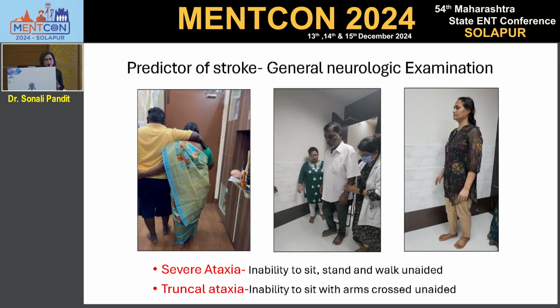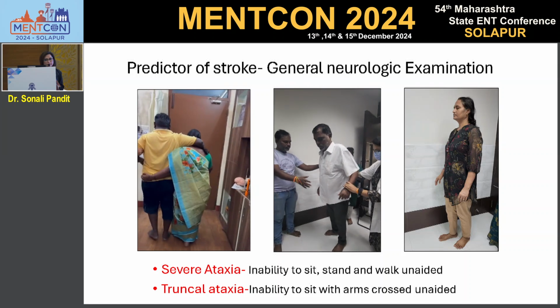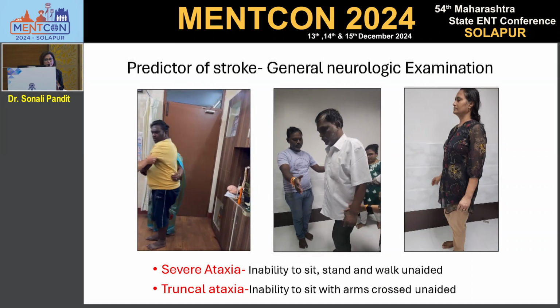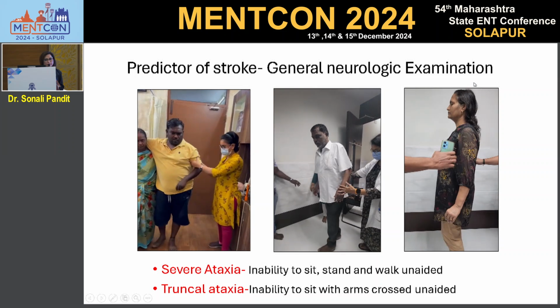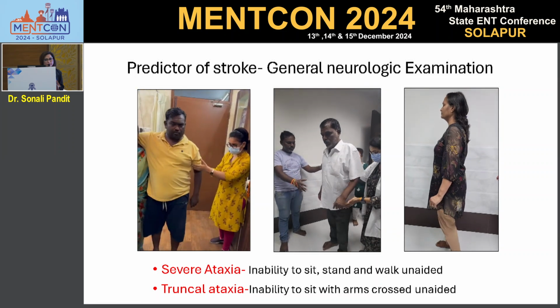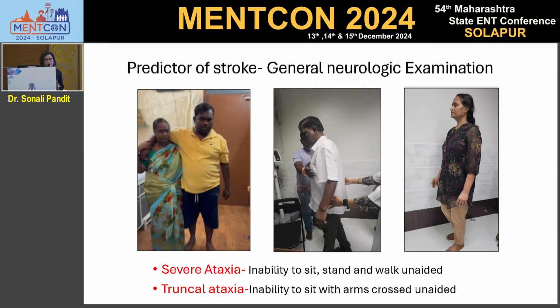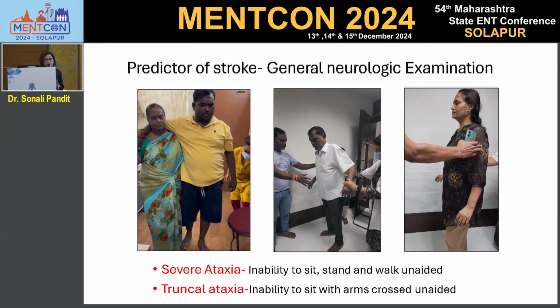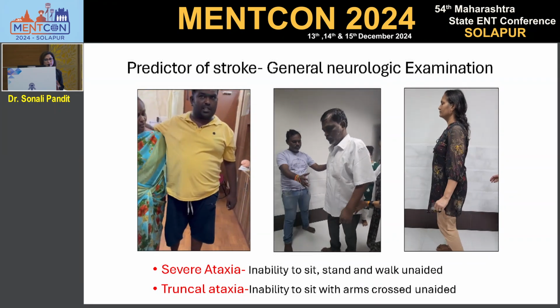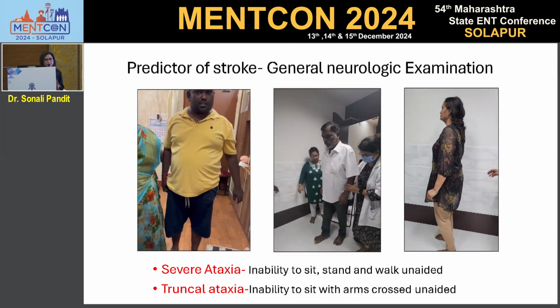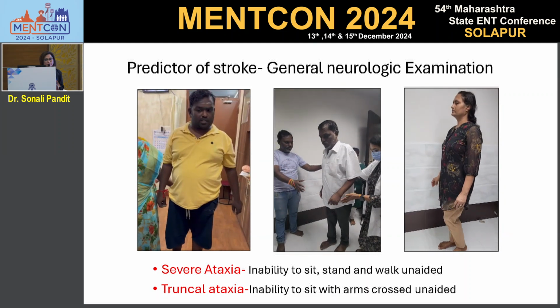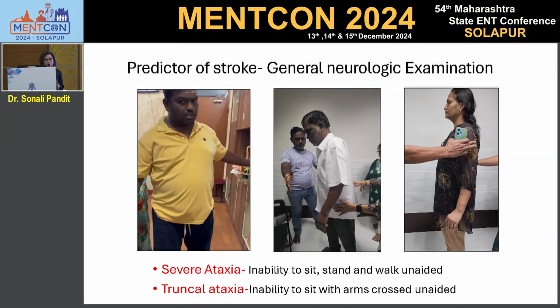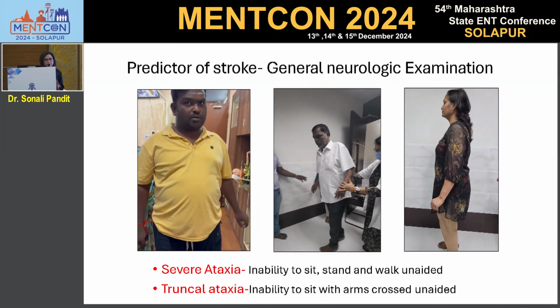Coming to the general neurological examination, when the person walks into your clinic, just observe their gait. How are they walking? Look at these 3 videos. In this first video, this gentleman is taking help of 2 people to walk. In the second video, this person is unsteady but still able to walk. And this lady here, she can walk with eyes closed. So this is AICA and PICA stroke together. This is the first day of vestibular neuritis, and this is day 3 of vestibular neuritis.